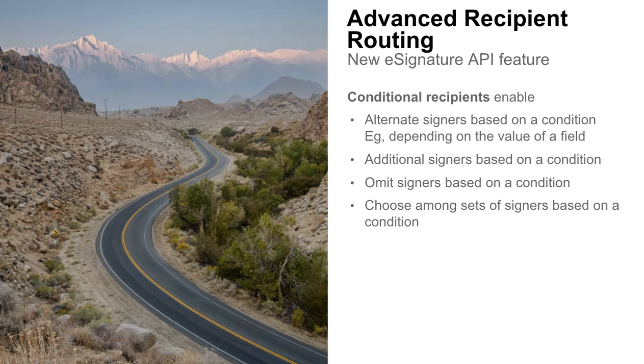eSignature updates. Advanced Recipient Routing is a set of new eSignature API features. Conditional recipients enables alternate signers based on a condition, for example, depending on the value of a field. Additional signers based on a field value or condition, and the corollary, omitting a signer based on a condition or rule. You can also choose among sets of signers based on a field value or condition.